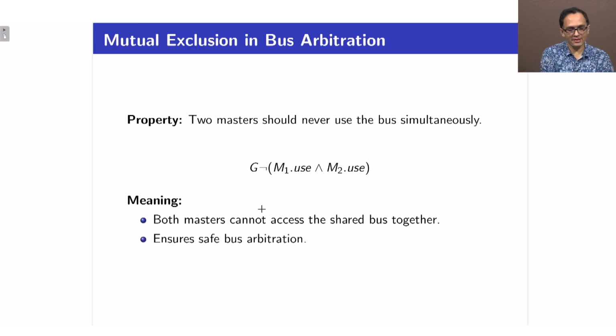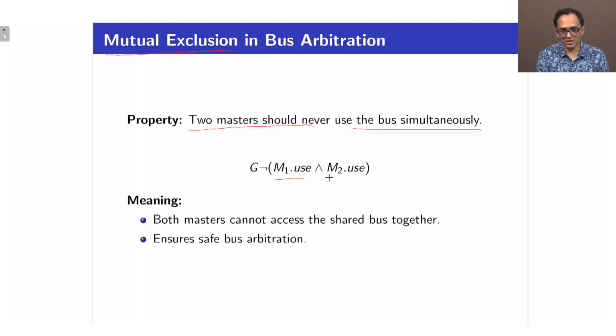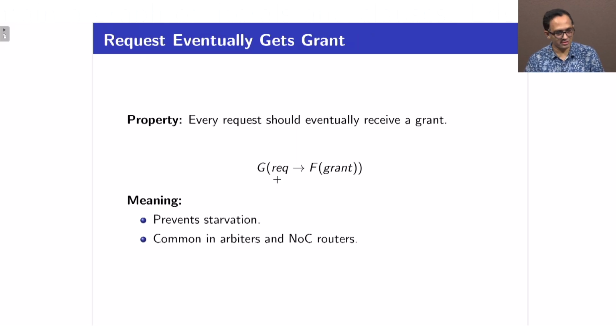Now I will take a very simple example from hardware design and try to encode them quickly. Let's say this mutual exclusion in bus arbitration: two masters should never use the bus simultaneously. If there are two masters, you have a bus which is shared by two masters or two units, they cannot use it together. I have already talked about this. This is basically mutual exclusion. So if M1 is one master and M2 is the other master, I will say M1 use and M2 use cannot happen together. So globally not of M1 use and M2 use. I have already discussed this earlier.